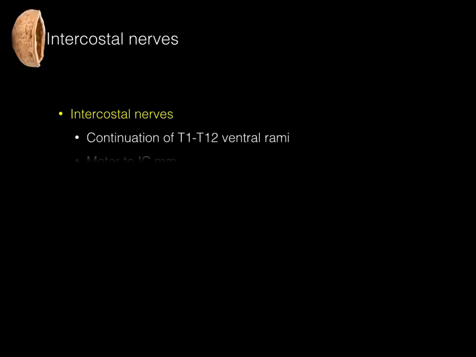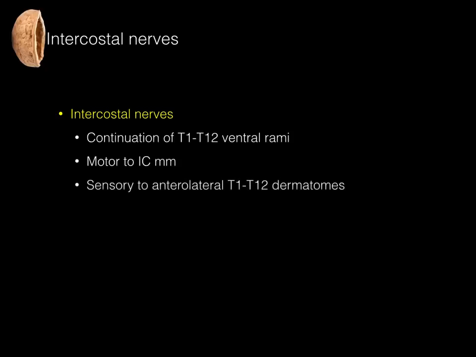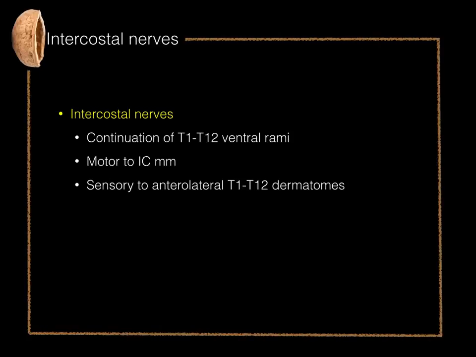So now let's talk about intercostal nerves in a nutshell, shall we? Intercostal nerves have the following features. They are a continuation of the T1 to T12 ventral rami. Intercostal nerves also provide motor innervation to the intercostal muscles, and intercostal nerves provide sensation to the anterior lateral T1 to T12 dermatomes and the underlying parietal pleura. And there we have intercostal nerves, folks, in a nutshell.